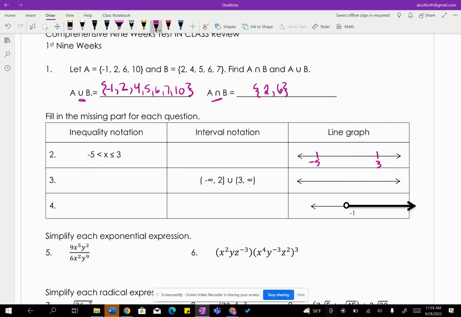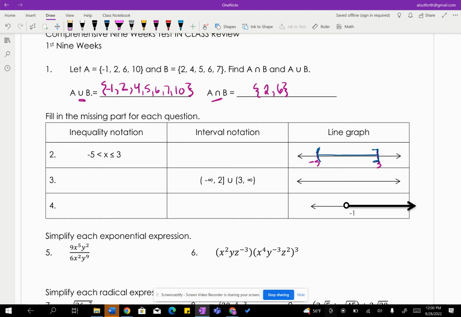Do I need an open parentheses or a closed bracket at -5? Open, because it's just less than. There's no line underneath. So you can, if you want to do open circles too, that's fine. It's the same as open brackets. So we need an open parentheses at -5 because it's not greater than or equal to. It's just greater than. And then should it be a closed bracket or an open parentheses at 3? Closed bracket. And then everything in between, right? Because it's x is between 3 and -5.